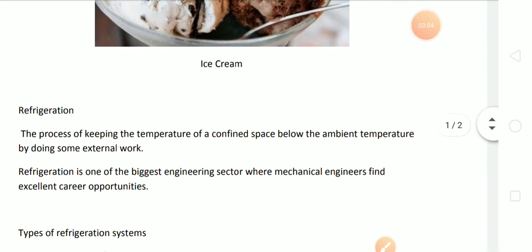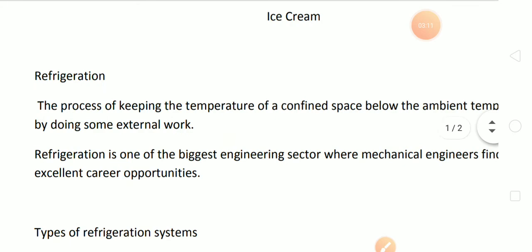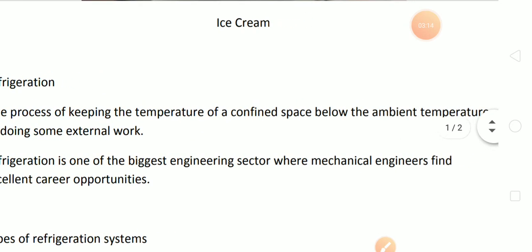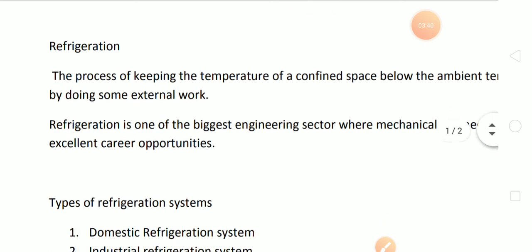Now, in simple words, we can say that refrigeration is the process of keeping the temperature of a confined space below the ambient temperature by doing some external work. What do you mean by that external work? That external work is the supply of electricity to the refrigerator. It consumes energy, right? So we are giving some external work or external energy to the refrigerator, so that it can keep the temperature of a small space lower than the ambient temperature.